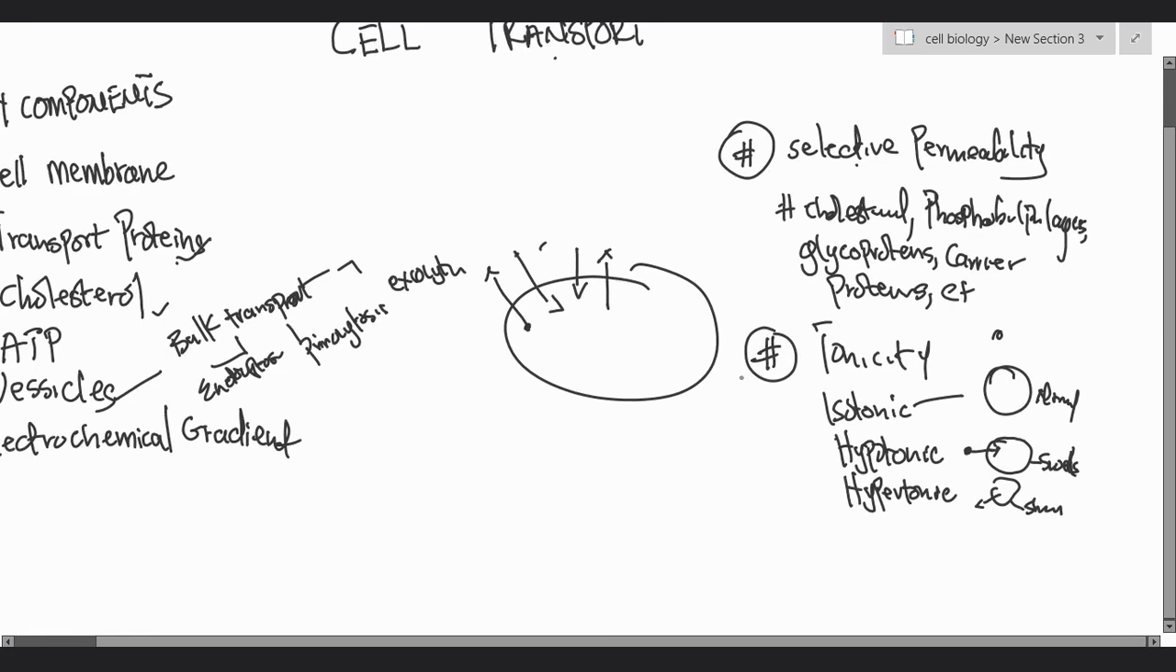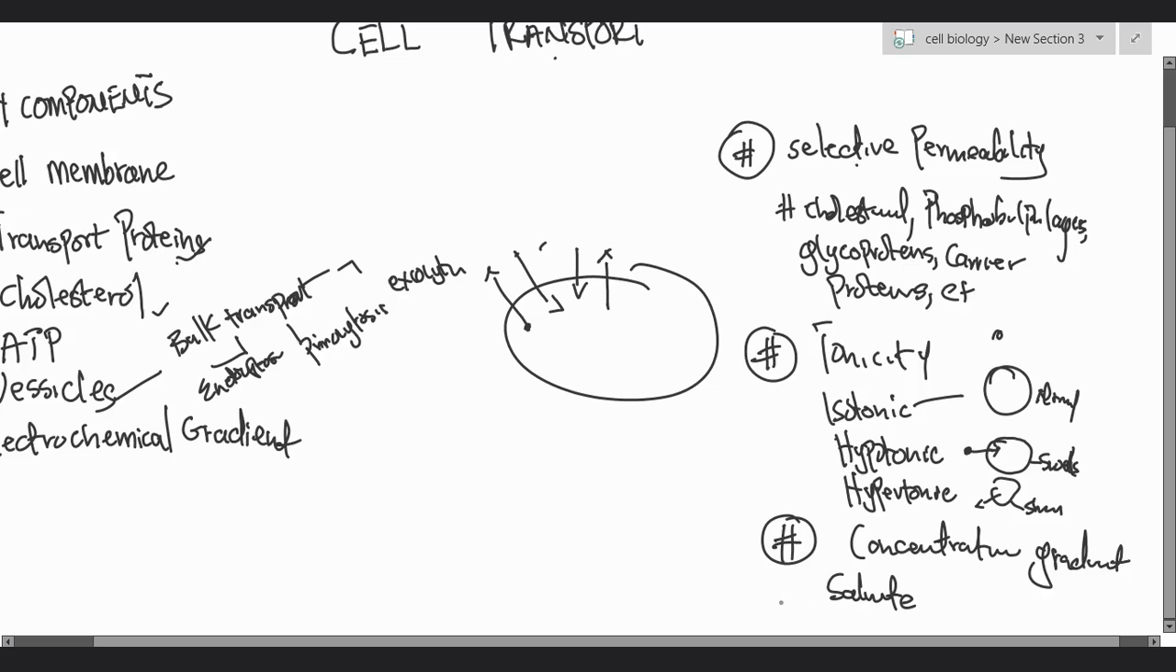Then we have the last one. We can talk about concentration gradient. The concentration gradient is the difference in concentration between two areas. It normally talks about the solute, but for tonicity, it mostly talks about the solvents. That's the movement of water in and out. But for the concentration gradient, it talks about the solute.